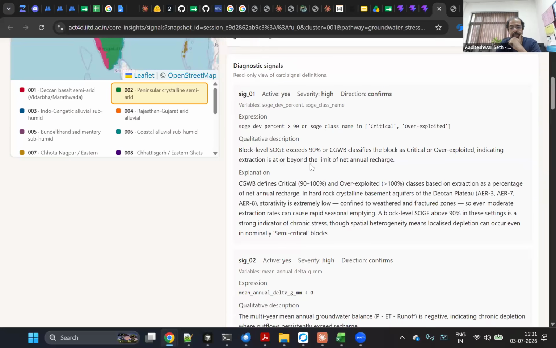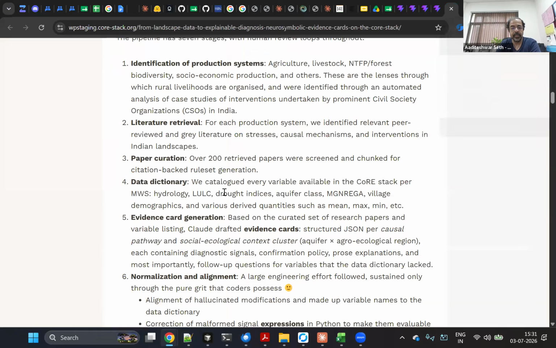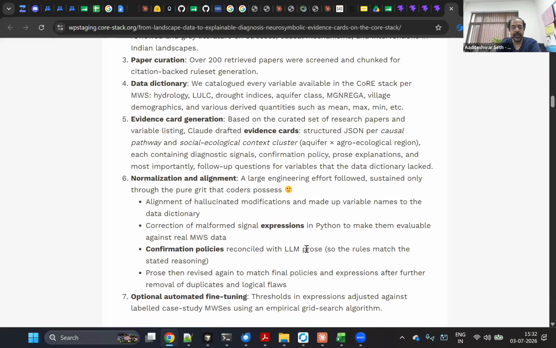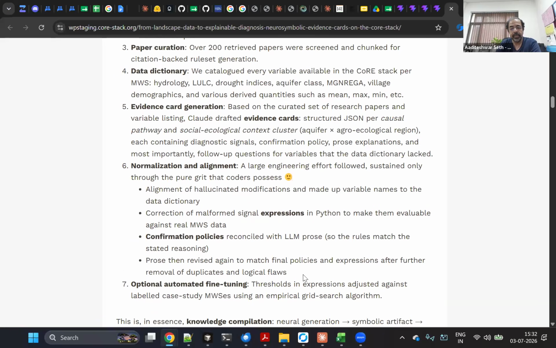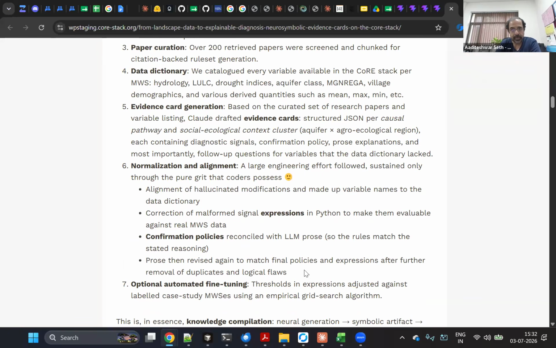After that, we went through all of this manually. It had hallucinated. Some of these expressions were not exactly Python expressions. Although we gave it a list of variables, it cooked up some variables of its own, so we had to correct all of that. We had to do a bunch of such normalization, which we did manually right now. But that can potentially be automated in the future.